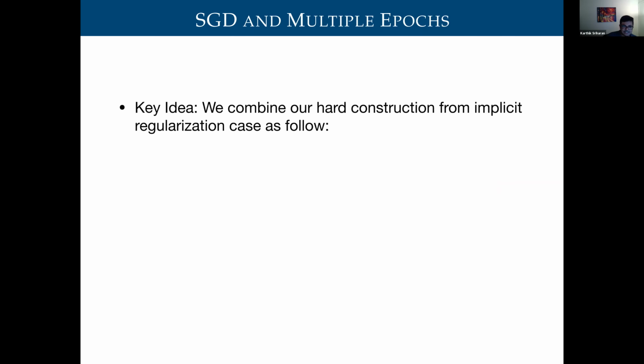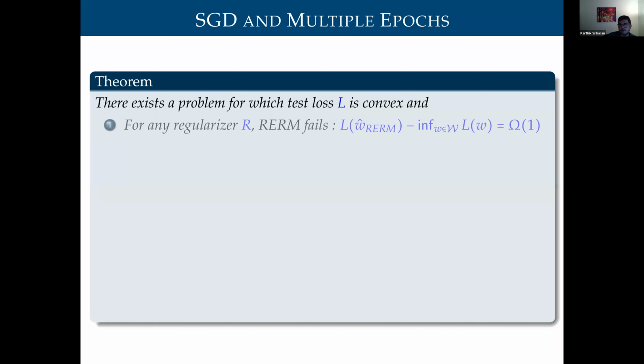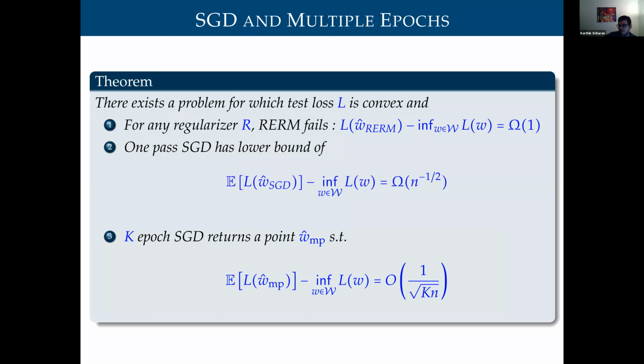The main take home message is that there are problems for which multiple epochs do help. It can help you up to a factor of 1 over root K, while single pass SGD stops at 1 over square root n. And for these examples, things like gradient descent, full batch gradient descent and regularized ERM still don't work.